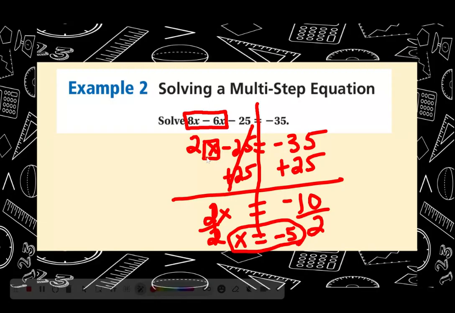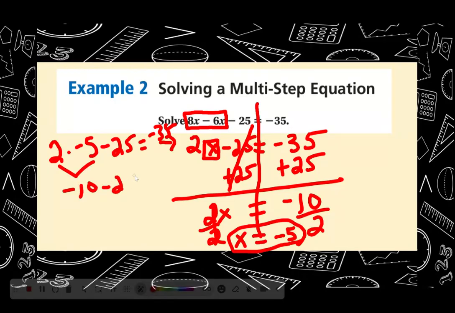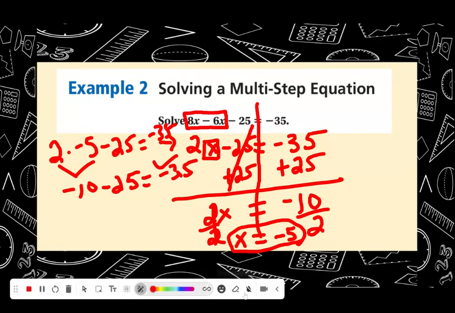And then we can substitute in. So I'll just substitute in this step here. 2 times negative 5 minus 25, does that equal negative 35? Well, 2 times negative 5 is negative 10. Negative 10 minus 25, yes, that equals negative 35. So it checks out.